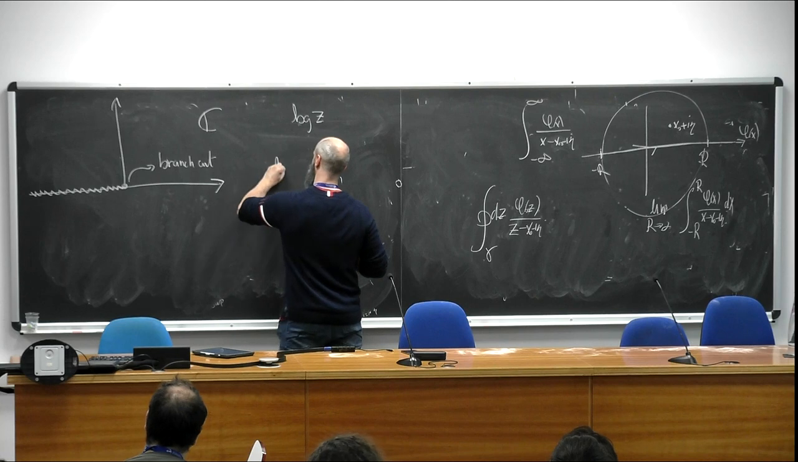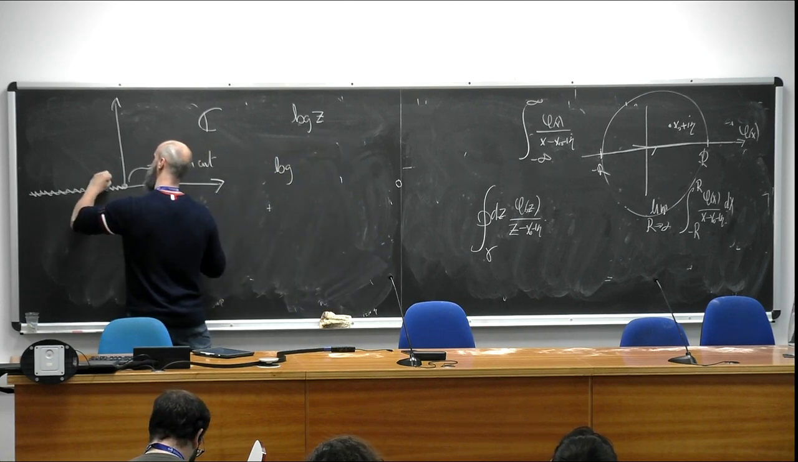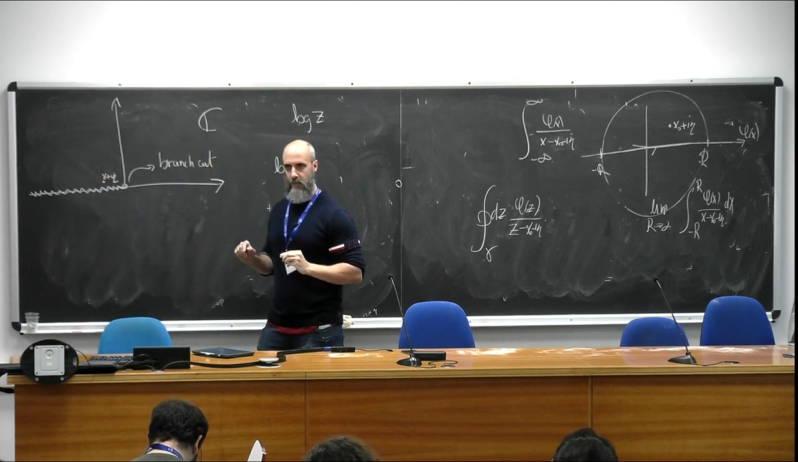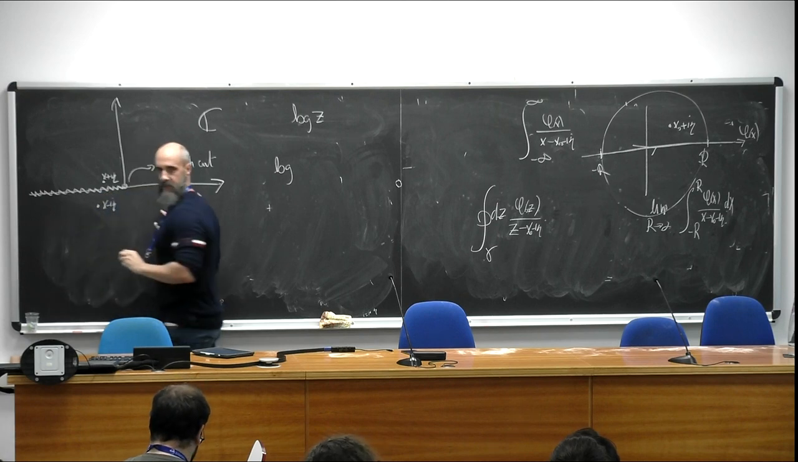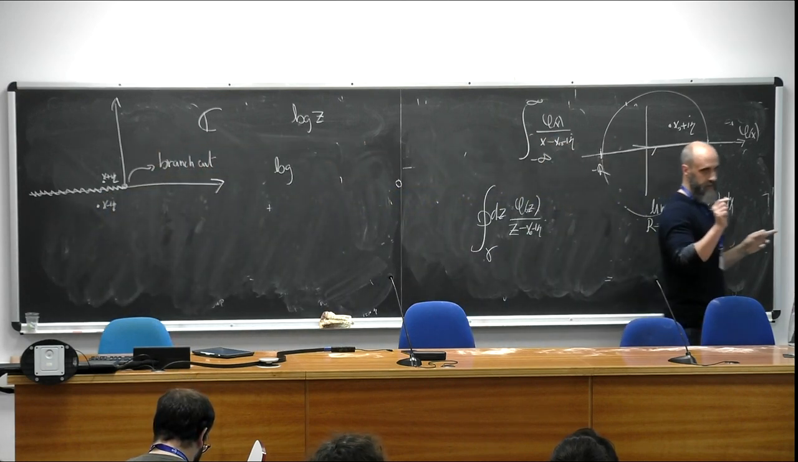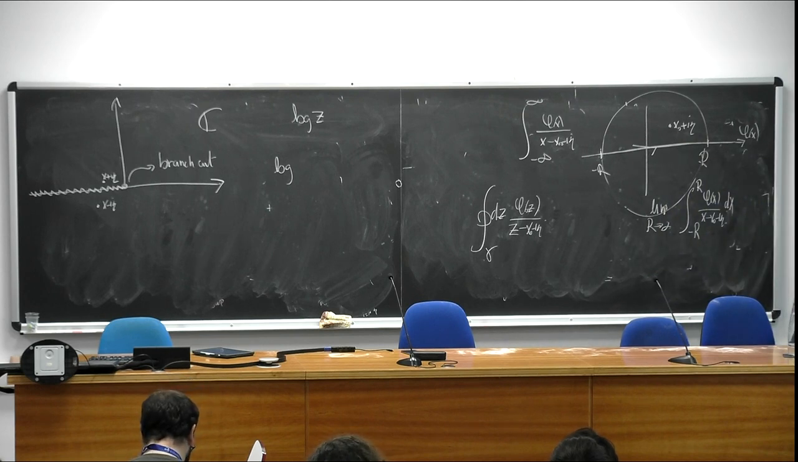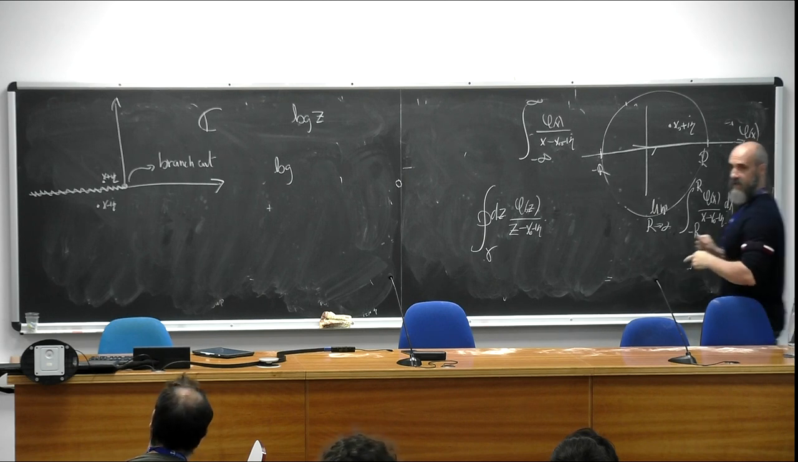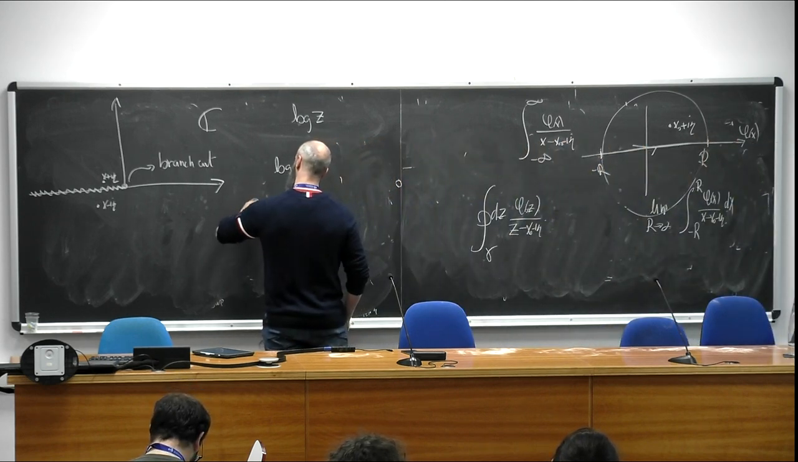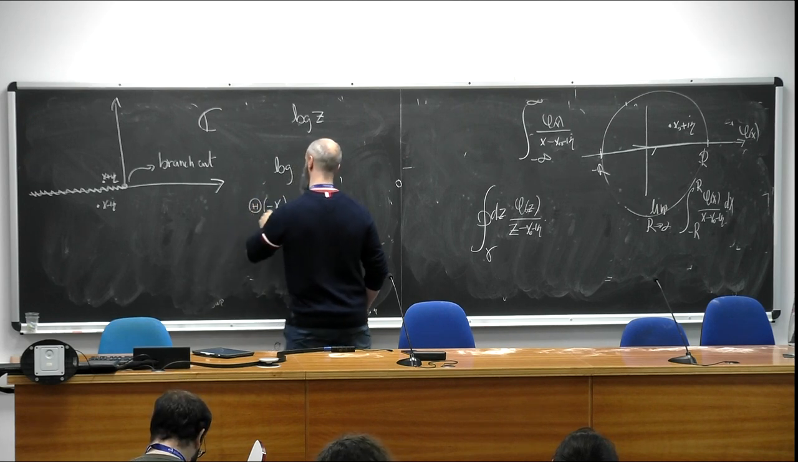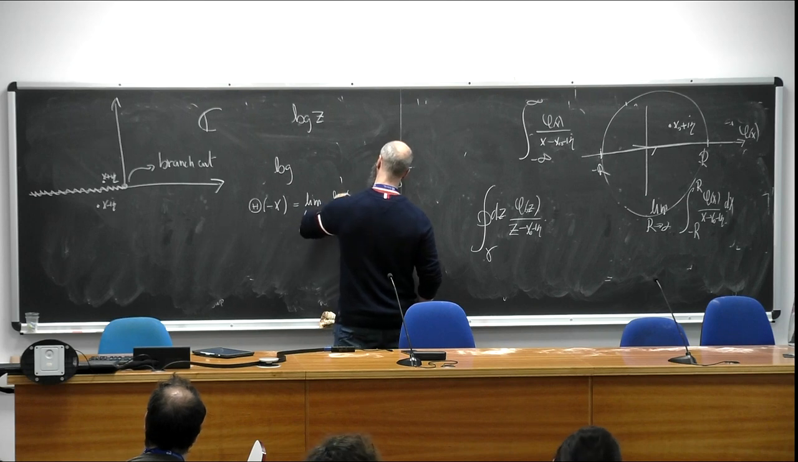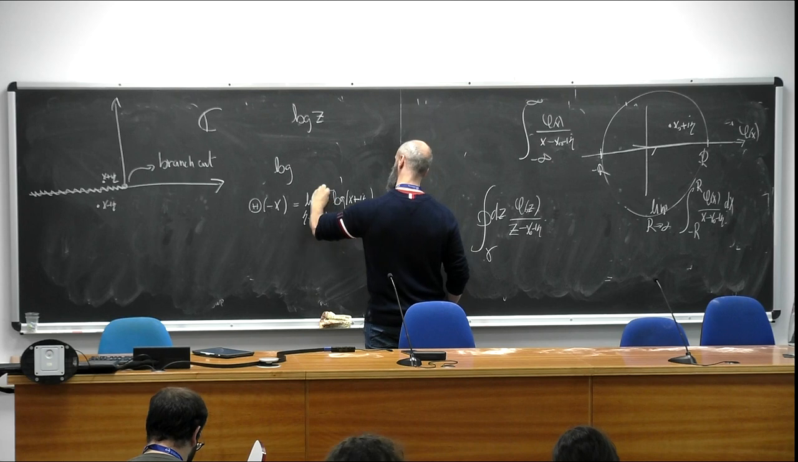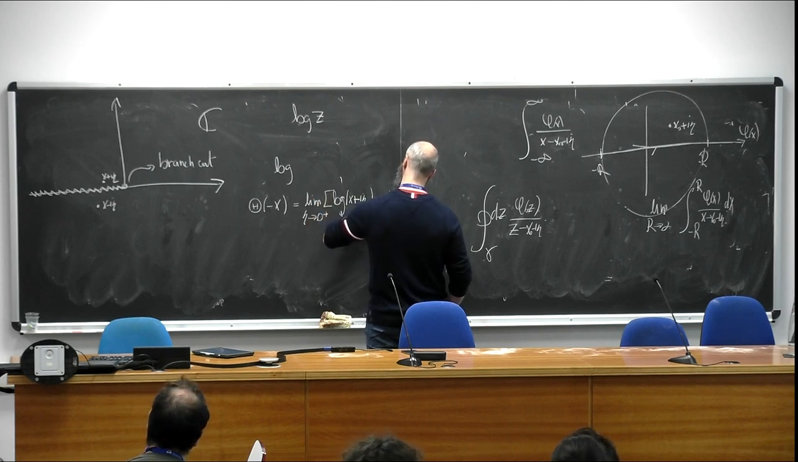Yeah? So suppose that this is x plus I eta, and I compare the logarithm of x plus I eta with the one below, x minus I eta. I make eta go to zero, and I notice that there is a jump of 2 pi I, but only if x is in the negative part. If it's in the positive part, this is not true, because there is no jump. So therefore, I can say that the step function theta of minus x is equal to the limit of eta going to 0 plus of the logarithm of x plus I eta minus the logarithm of x minus I eta.